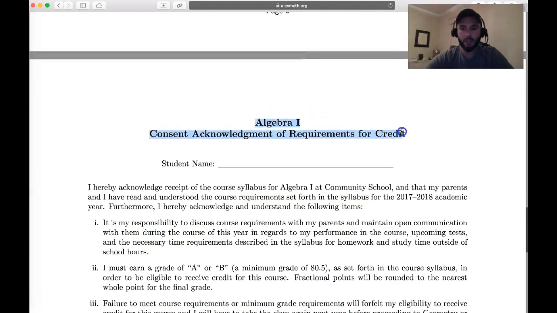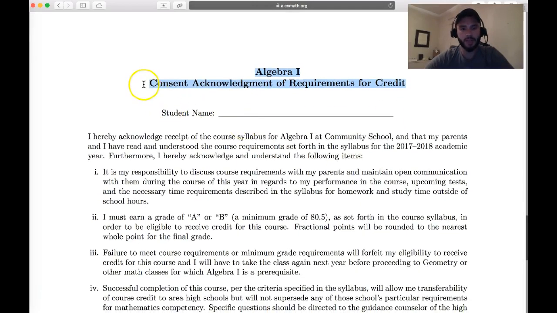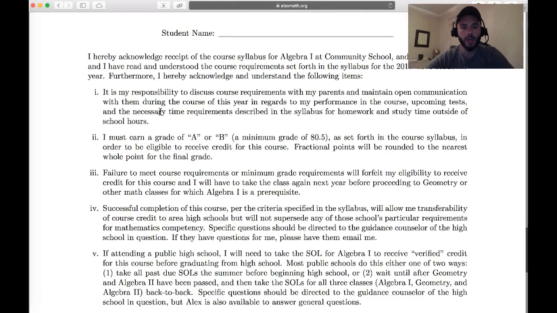This is the last page of the syllabus, and it's the same for geometry. The document is almost the same, just some of the details are different for each class based on particular differences. But both classes have this consent acknowledgement as the last page. This is what you have to sign, and your parents have to sign, and then I have to sign it, so that everybody's on the same page about knowing that you're doing the class for credit and knowing what the expectations are.